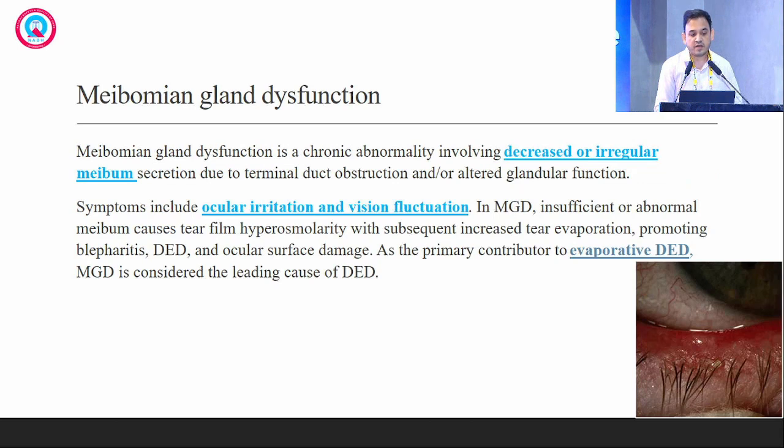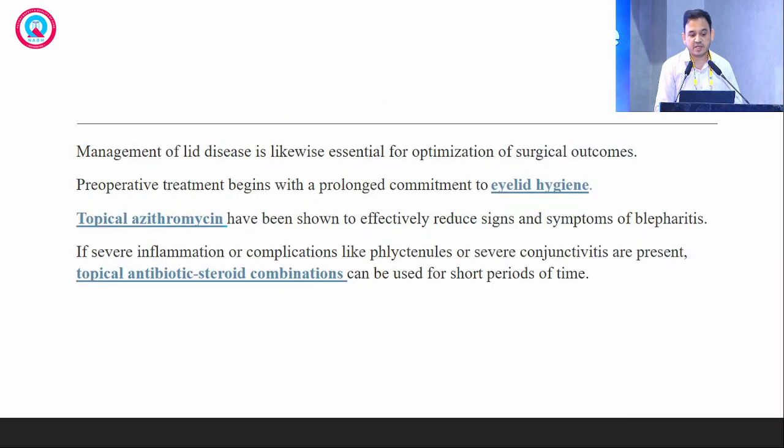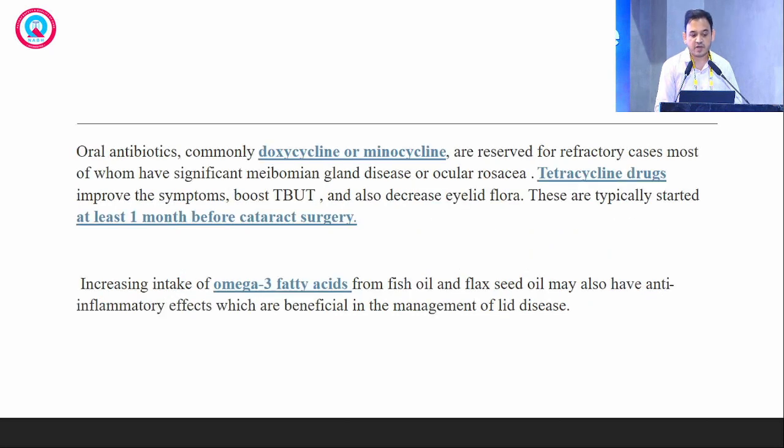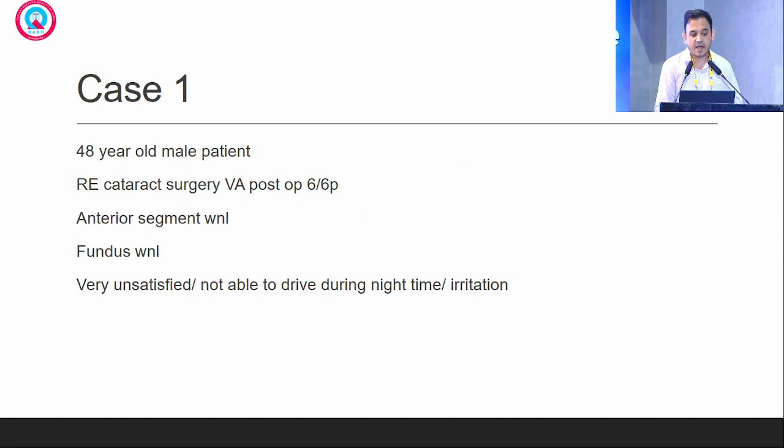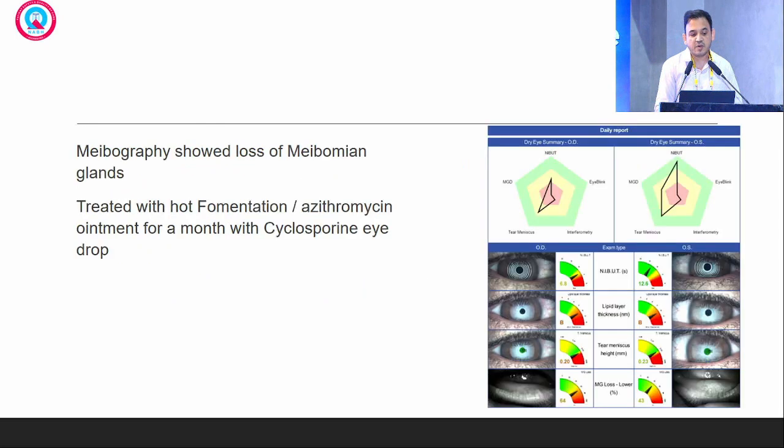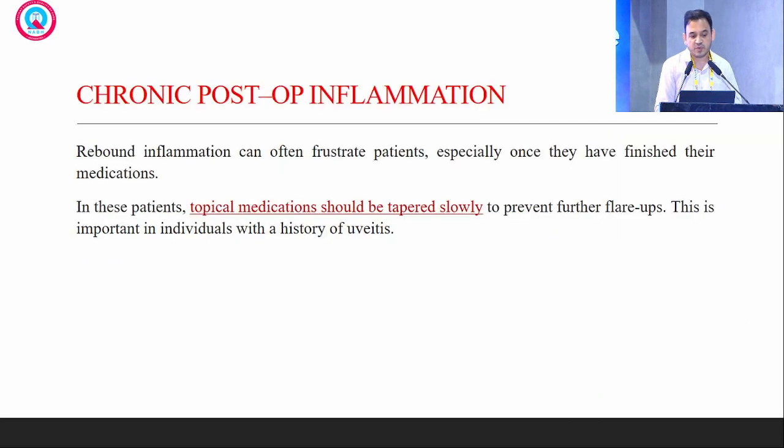Another important factor is meibomian gland dysfunction, which causes the evaporative type of dry eye disease, and it can be easily treated with topical azithromycin, or if required topical antibiotic steroid combinations can be given. Sometimes tetracycline drugs are effective, started at least 1 month before the cataract surgery for control of the meibomian gland dysfunction, and omega-3 fatty acids are also beneficial in the management of lid disorders. In one patient we operated, vision was 6/6, but the patient was not happy, especially with nighttime irritation. Meibography showed loss of meibomian glands, so we treated with hot fomentation, azithromycin, and cyclosporin eye drops, and the patient was symptomatically better in the postoperative period.